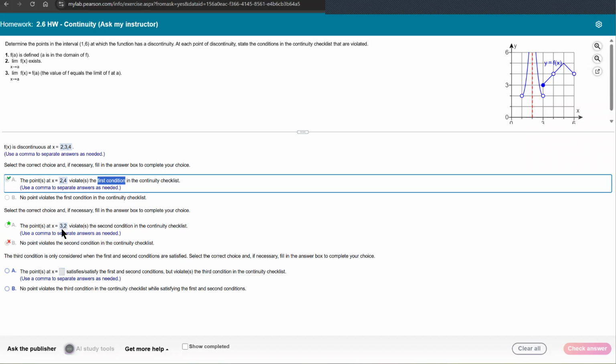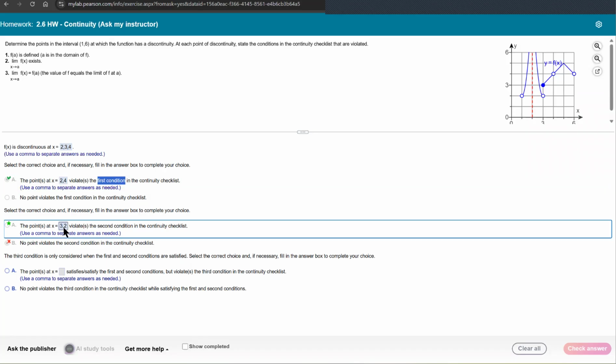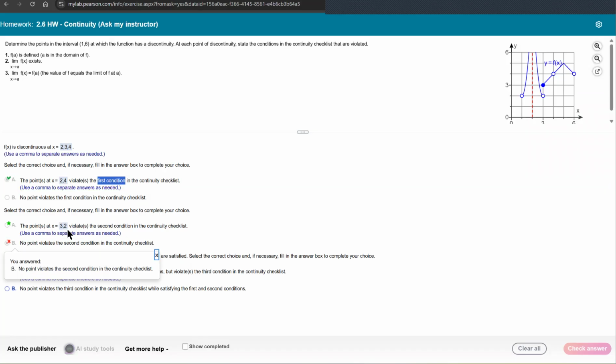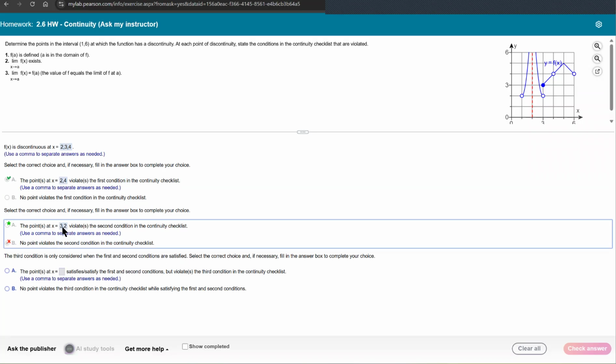We would include 3 in our values that fail the second condition. And notice our other two already failed the first condition. So there should not be a 2 in this second answer. So we only want x equals 3 in this answer. And then we've already accounted for all three discontinuities. So the discontinuity at 2 and 4 was because the function was not defined. The function was defined at 3, but it failed condition 2 because the limit didn't exist.